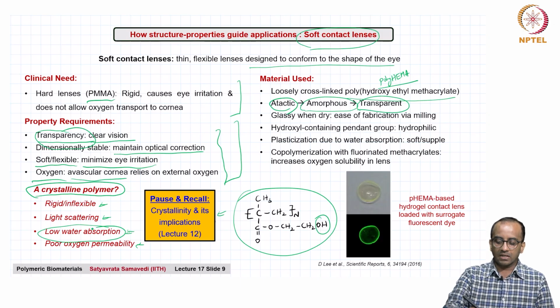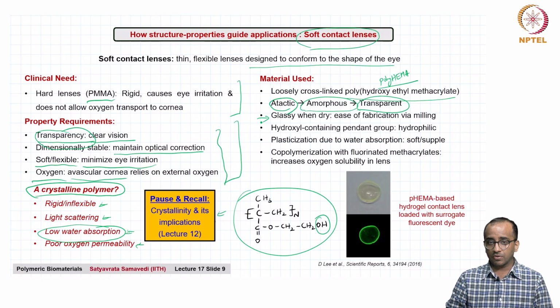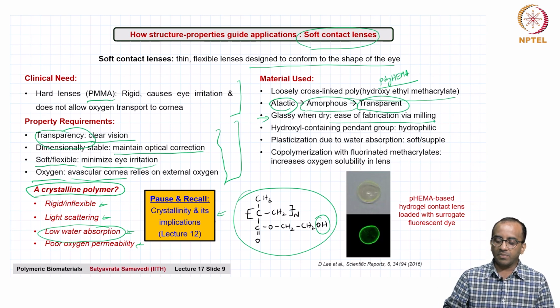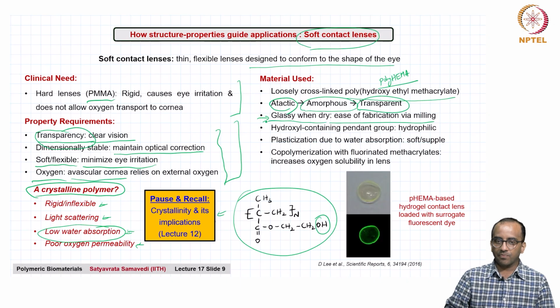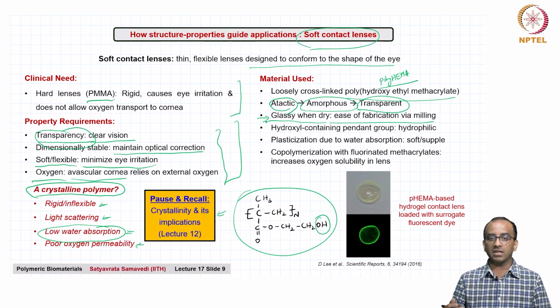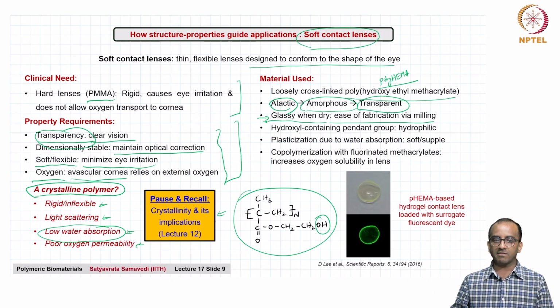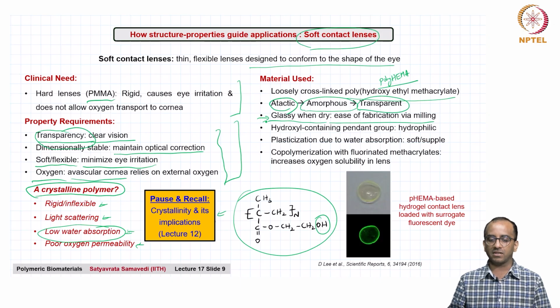One very interesting aspect about polyHEMA is its glass transition temperature is quite high. It's much above room temperature, which means in the dry state, it is going to be behaving like a glass, which means the ease of fabrication is easily aided through milling, for example. So in the dry state, because the glass transition temperature is significantly higher than room temperature, the material behaves like a glass and the processability is enhanced.